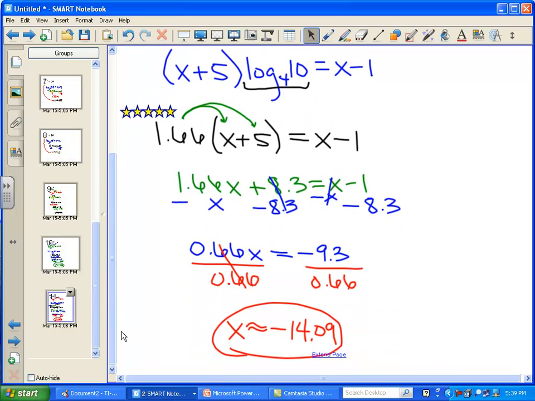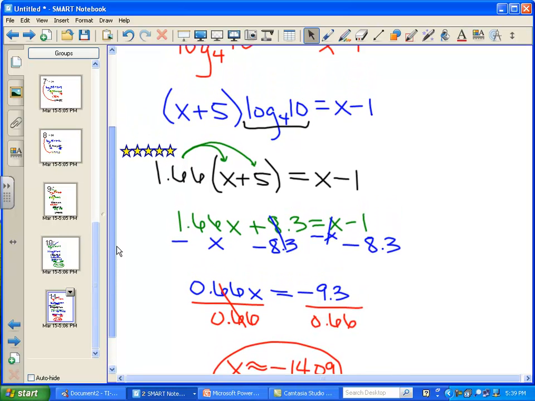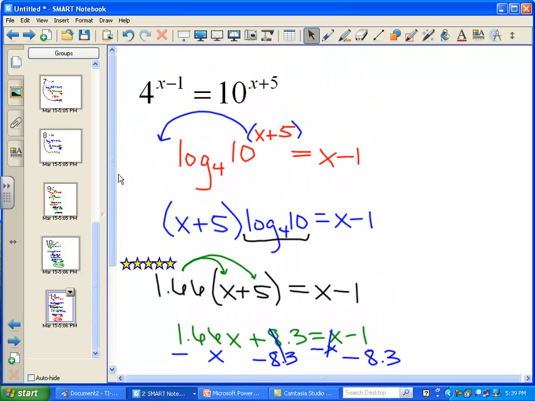So, yeah, we want to make sure that we understand how to take variables out of the exponents and turn it into an equation that we can solve and work with.